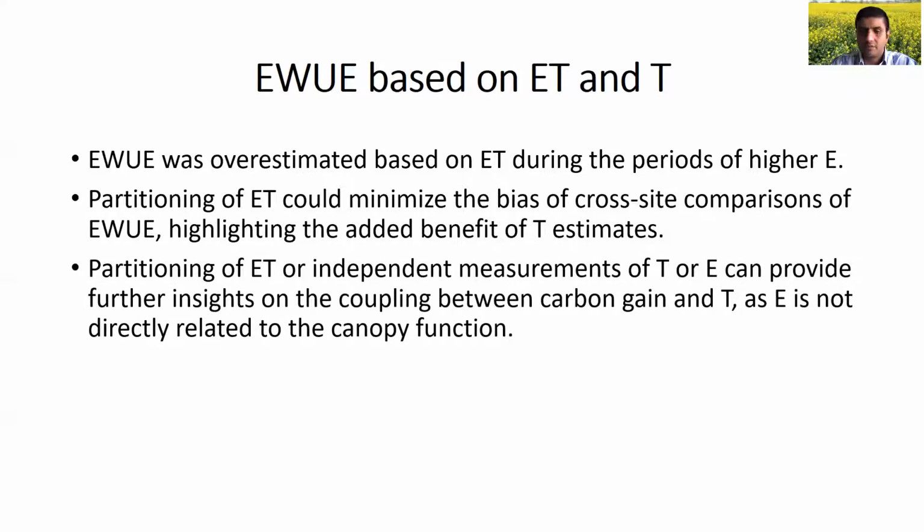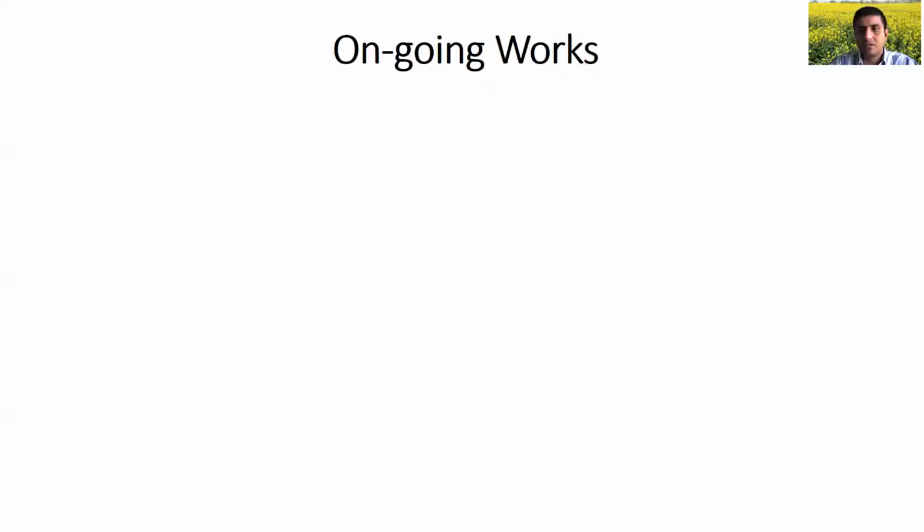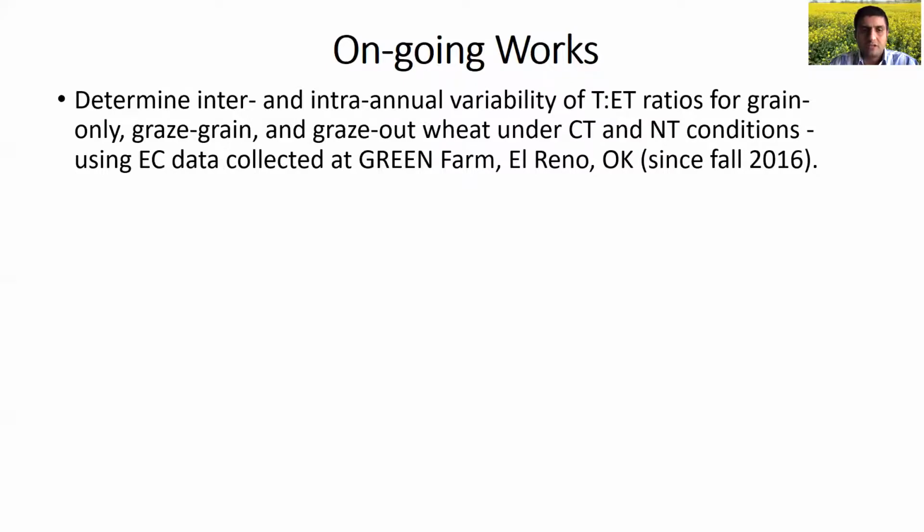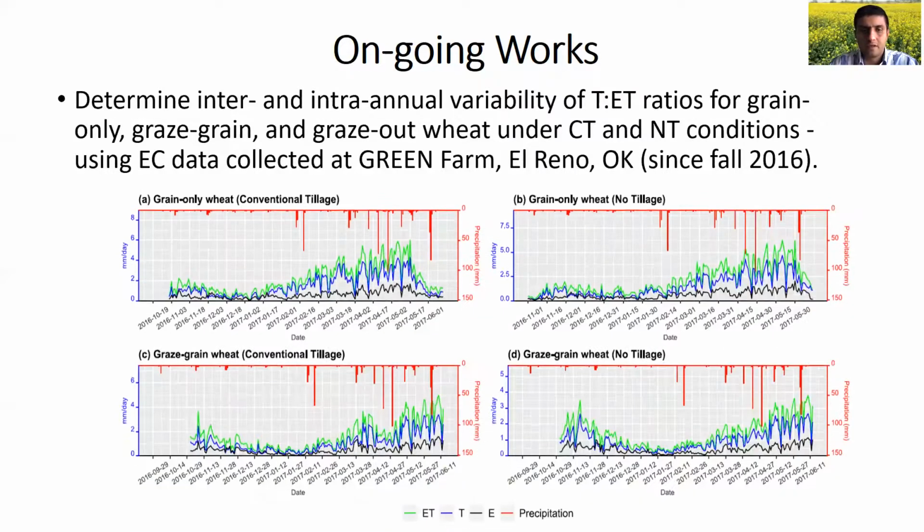Partitioning of ET or independent measurements of T or E can provide further insights on the coupling between carbon gain and T, as E is not directly related to the canopy function. Here I would like to briefly talk on some ongoing works. I'm trying to determine the inter and intra-annual variability of T and ET ratios for grain only, graze grain, and graze out wheat under conventional till and no-till conditions, using eddy covariance data collected in our green farm since fall 2016. So here are some results showing the seasonal dynamics of ET, T, and E for these differently managed conventional and no-till wheat fields.